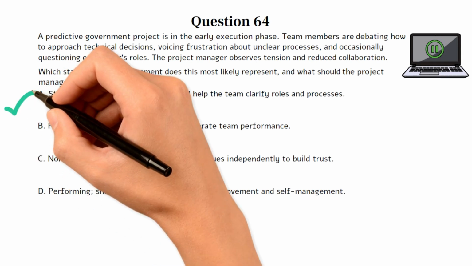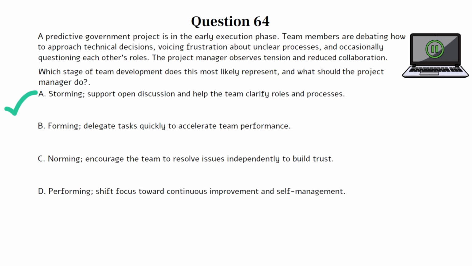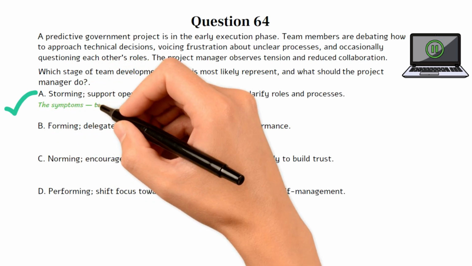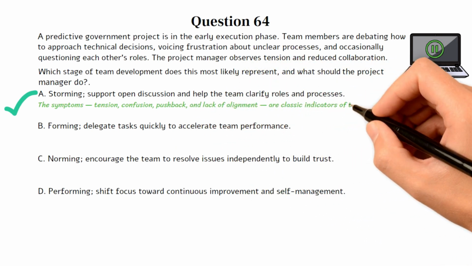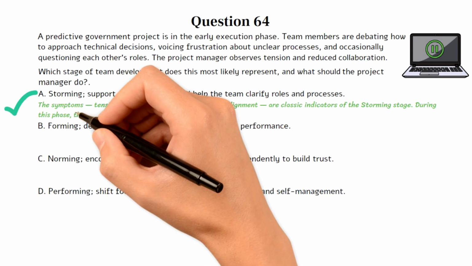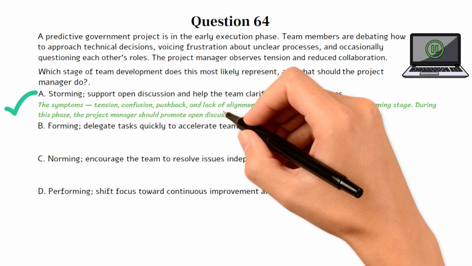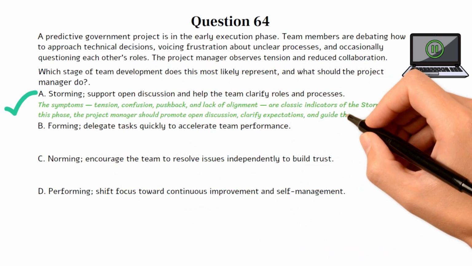The correct answer is A. This question tests your understanding of Tuckman's ladder of team development, a key team development model often applied in predictive projects. It also evaluates your ability to recognize behavioral cues and take the right leadership approach during early execution. Choice A is the best option because the symptoms, tension, confusion, pushback, and lack of alignment, are classic indicators of the storming stage. During this phase, the project manager should promote open discussion, clarify expectations, and guide the team toward shared understanding.